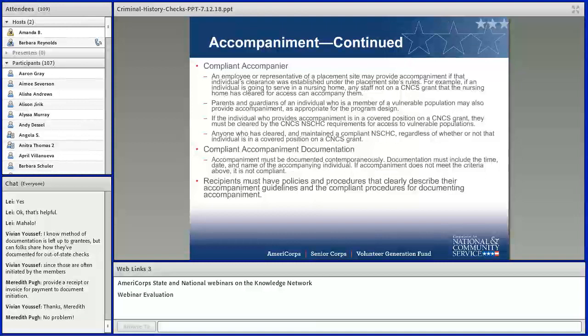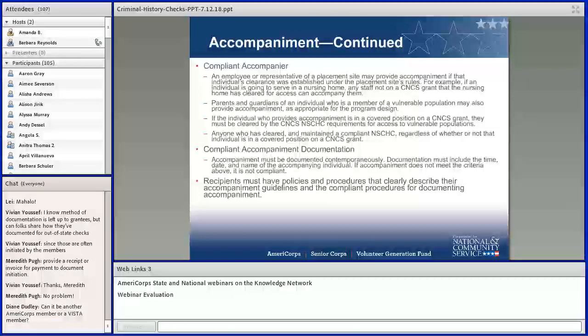So let's talk about what a compliant accompanier is. It could be an employee or a representative of the site that's already allowed access to vulnerable populations by their organization. So for example, a teacher already is cleared for access to work with children, and someone in a nursing home or at a medical facility has already been cleared to work with those individuals. It could be a parent or a guardian. And it could also be someone who is on the CNCS grant who's already cleared their requirements, their NSCHC requirements.